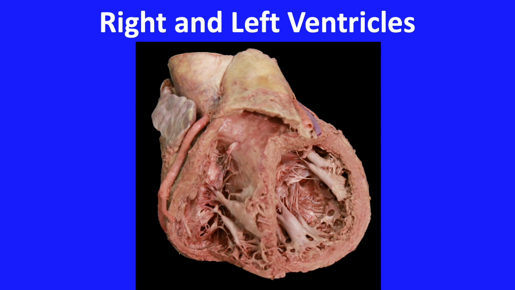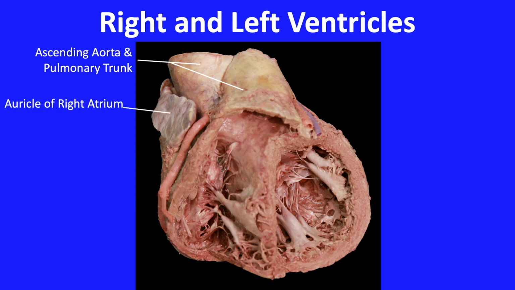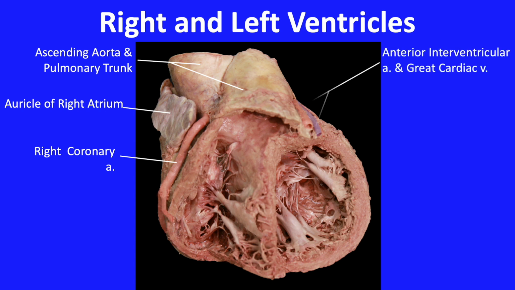To appreciate the differences between the right and left ventricles, the anterior walls of the two ventricles were removed and the heart placed in the anatomical position. Let's label structures that are familiar to you: ascending aorta, posterior to the pulmonary trunk, and the auricle of the right atrium. In the atrioventricular sulcus, the right coronary artery is evident, and in what's left of the interventricular sulcus, the anterior interventricular artery and the great cardiac vein are labeled.